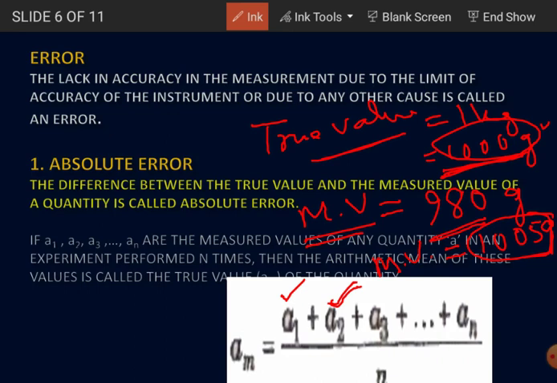So how much will it be? Which one is bigger? The measured value in the second measurement is more than the true value, right? So 1005 minus 1000, how much will it be? It will be 5 gram.